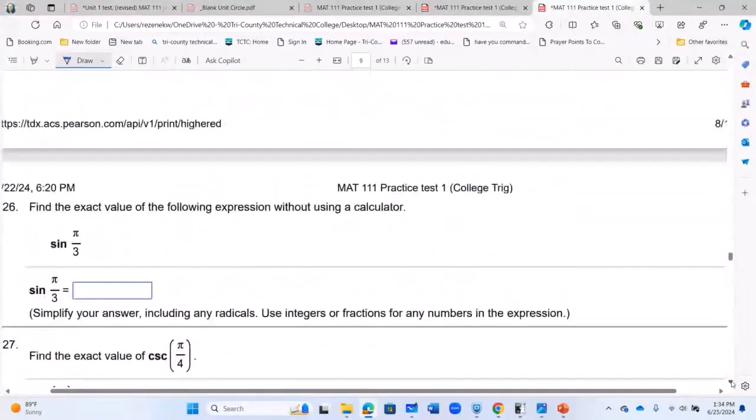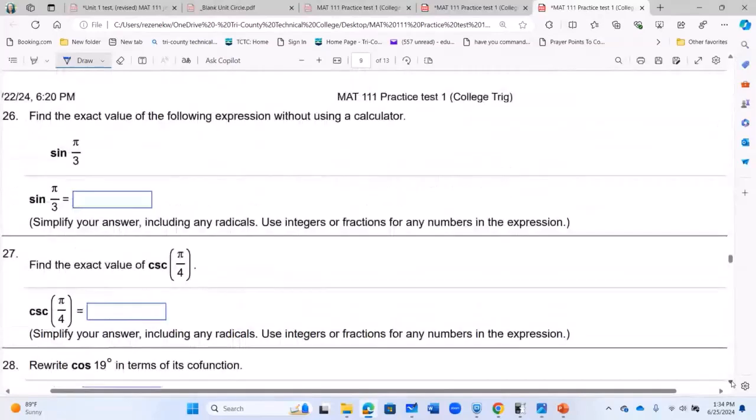If it is in radian, okay, that's no problem. Find the exact value of sine pi over 3, which is sine 60. Sine 60 is root 3 over 2. By the way, even if you don't want to memorize it, in fact, if you don't remember that pi over 3 is 60, no problem.